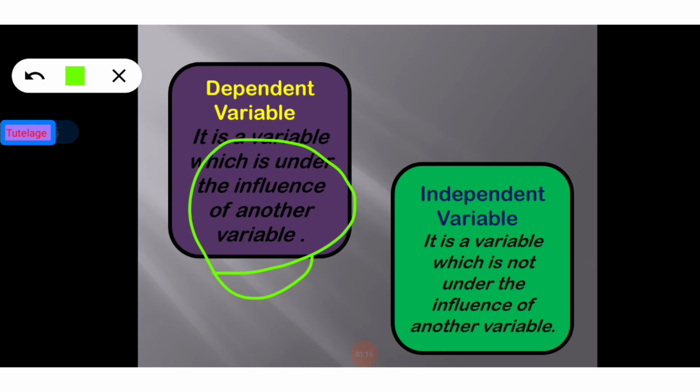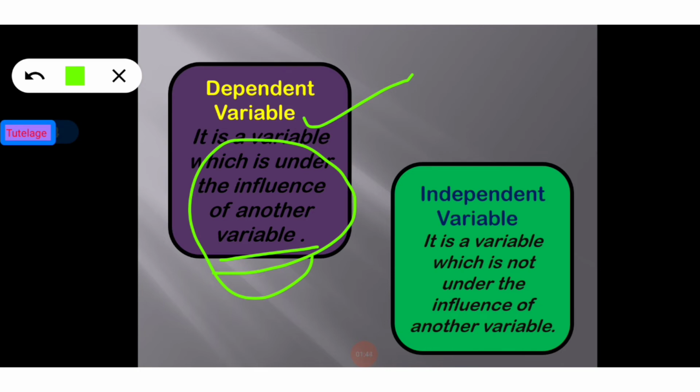Dependent variable basically indicates such type of variable which is under the influence of another variable, or which is affected by another variable of the system. So those variables which are under the influence of another variable are known as dependent variables. Clear? Now move on to the next type, that is independent variable.